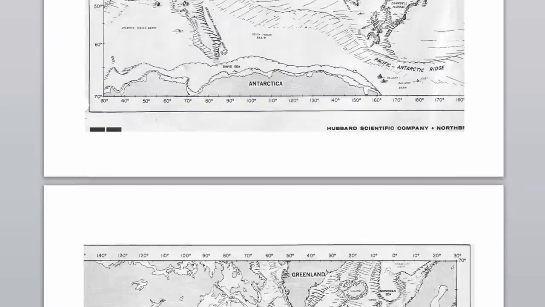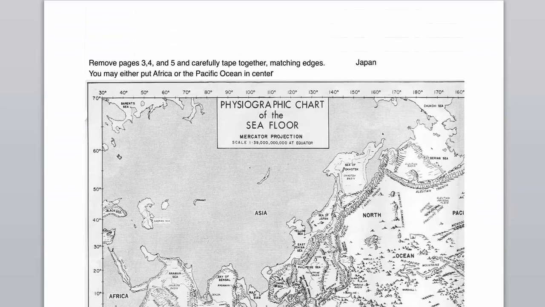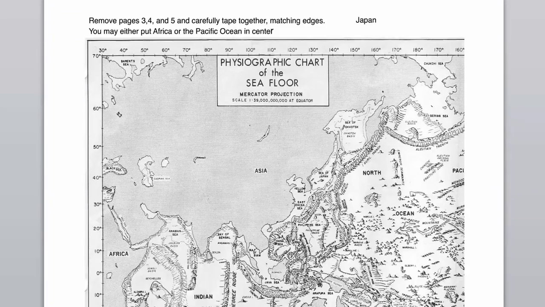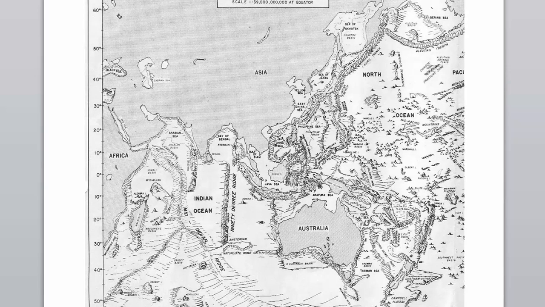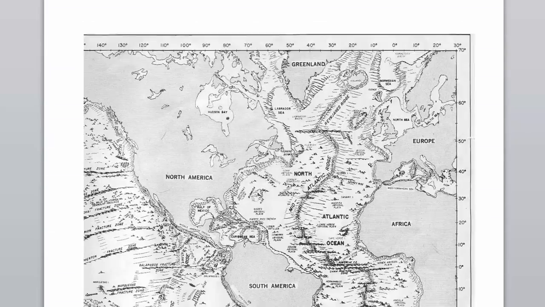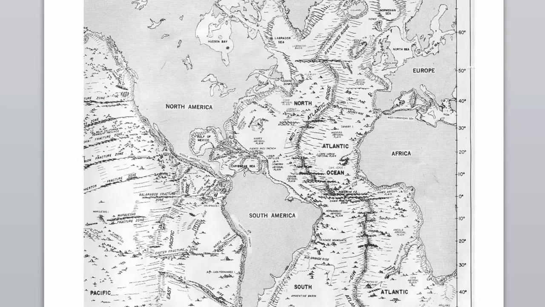And if I go down to here, pages 3, 4, and 5, and you can tape these together, either using this one for the center, which would put the Pacific Ocean, or actually using this for the center, which would put Africa. But you'll tape these two together, and it doesn't matter which end you use. If you use this side, we're going to put the Pacific Ocean in the center, and if we use this side, we'll put Africa in the center.